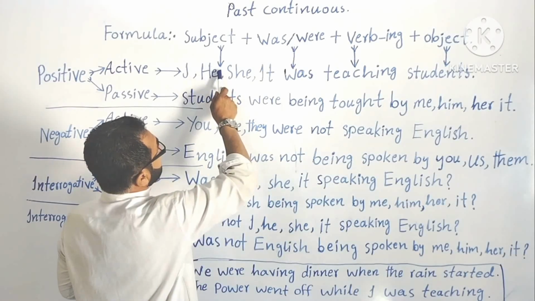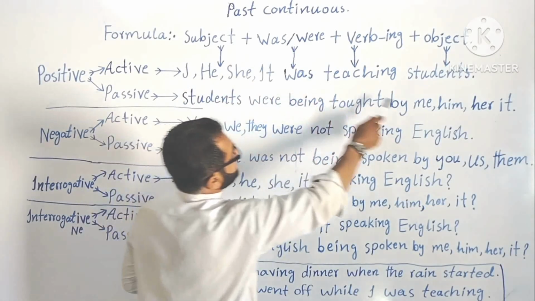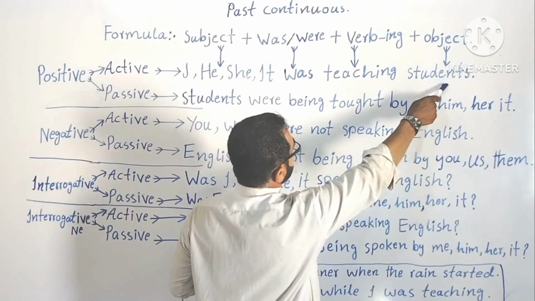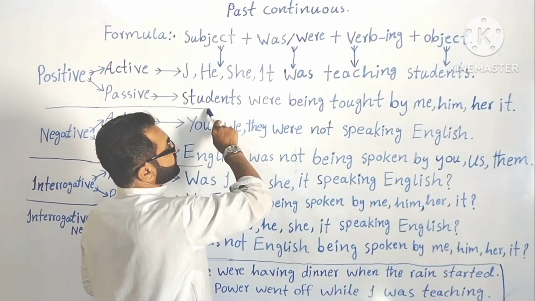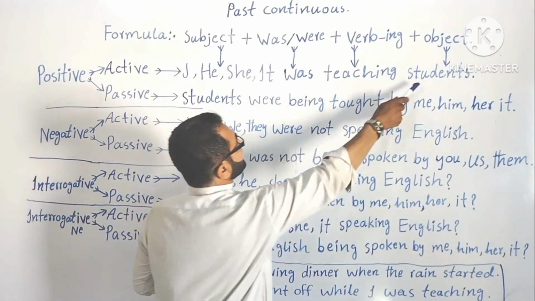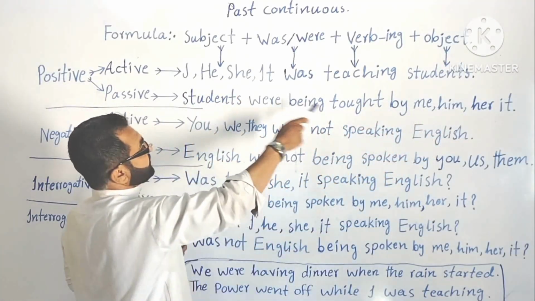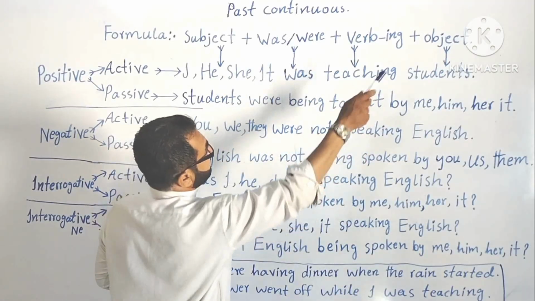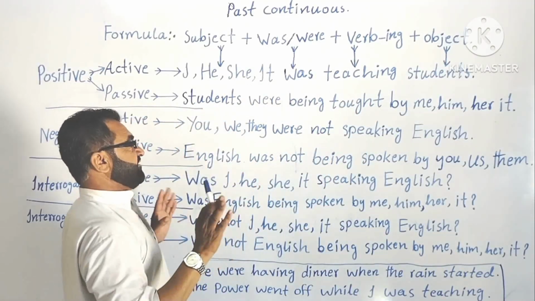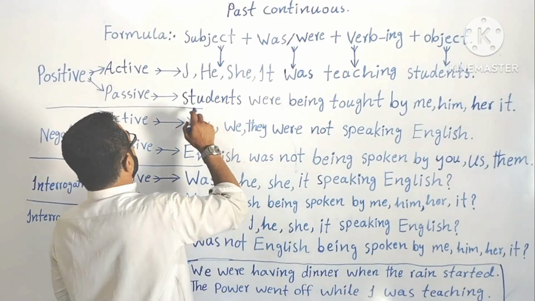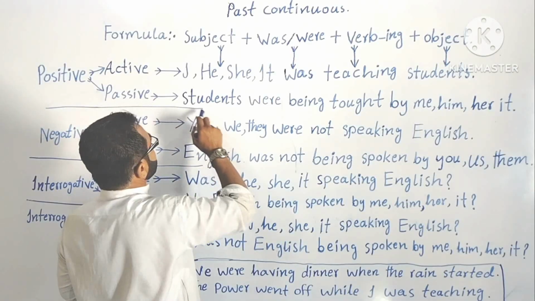As I said before, the subject of active voice becomes the object of passive voice. The object of active voice becomes the subject of passive voice. Understood? This thing can come here, and this thing can go there. Understood? From here to there, from there to here. Easy, very easy. Now let's read the passive voice.